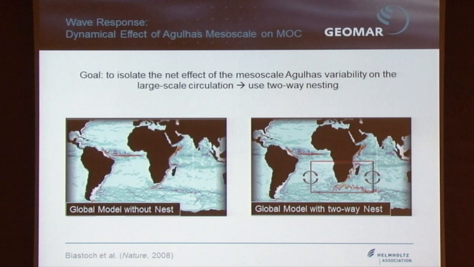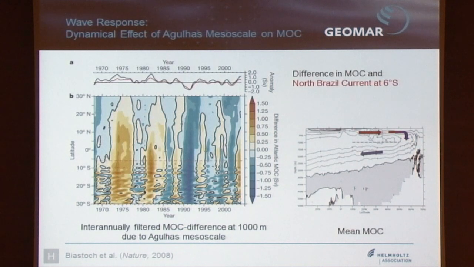As I said before, our nesting techniques allow us to isolate the effect of the Agulhas mesoscale. For the next figure, we compared the global model without nest, so a typical coarse resolution model, where we have an Atlantic meridional overturning circulation, with the global model including the Agulhas mesoscale. In both cases, we looked outside of the Agulhas region, at the effect of the Agulhas region on the large scale.